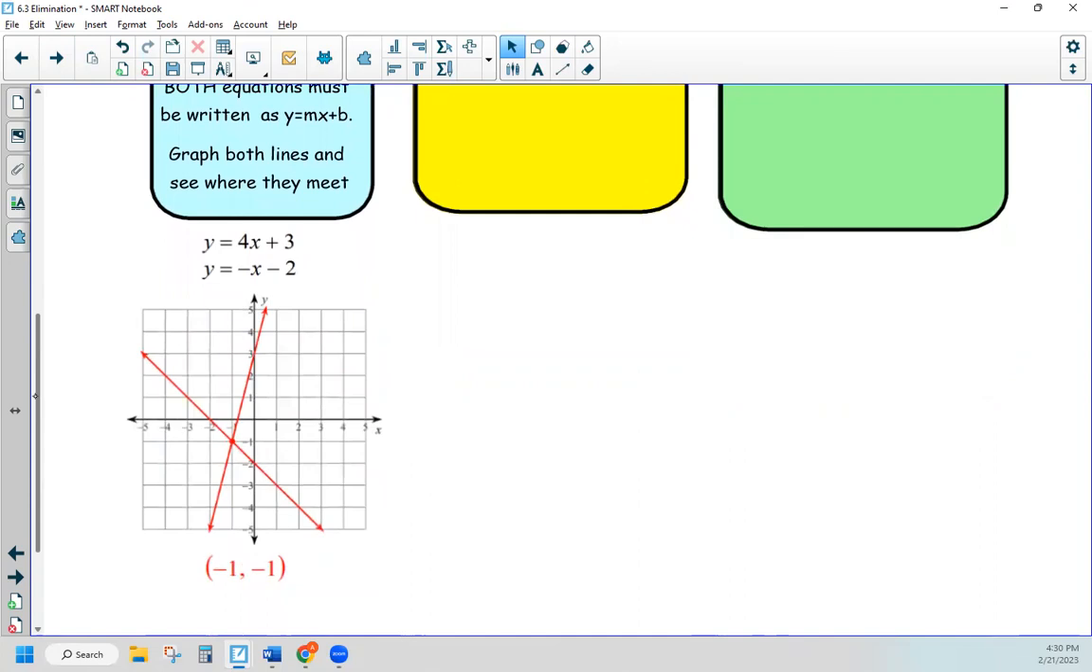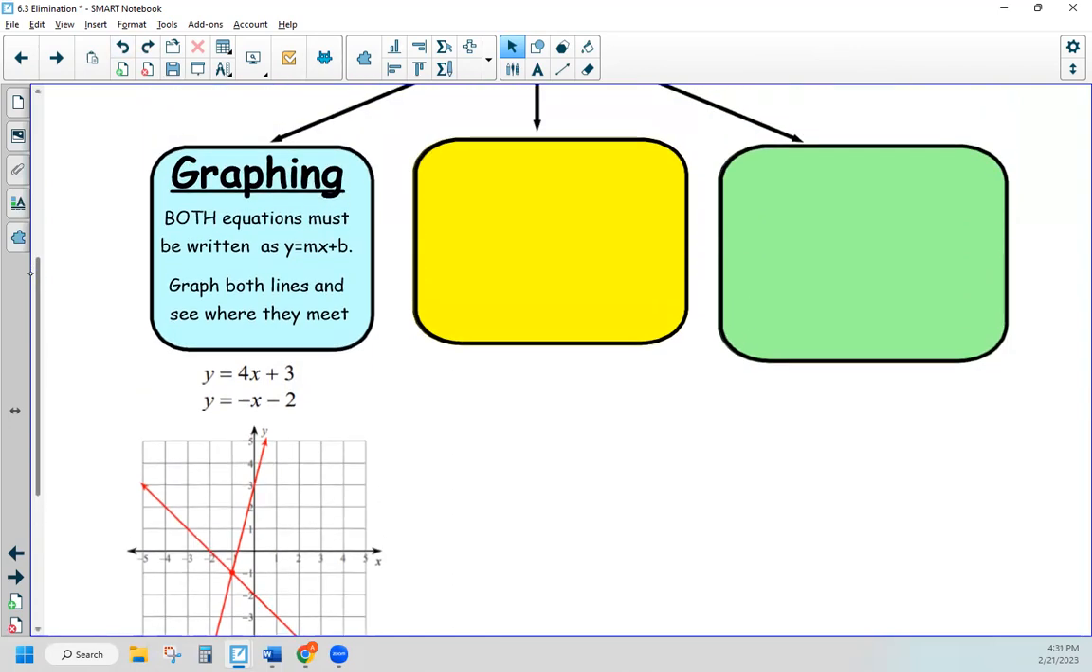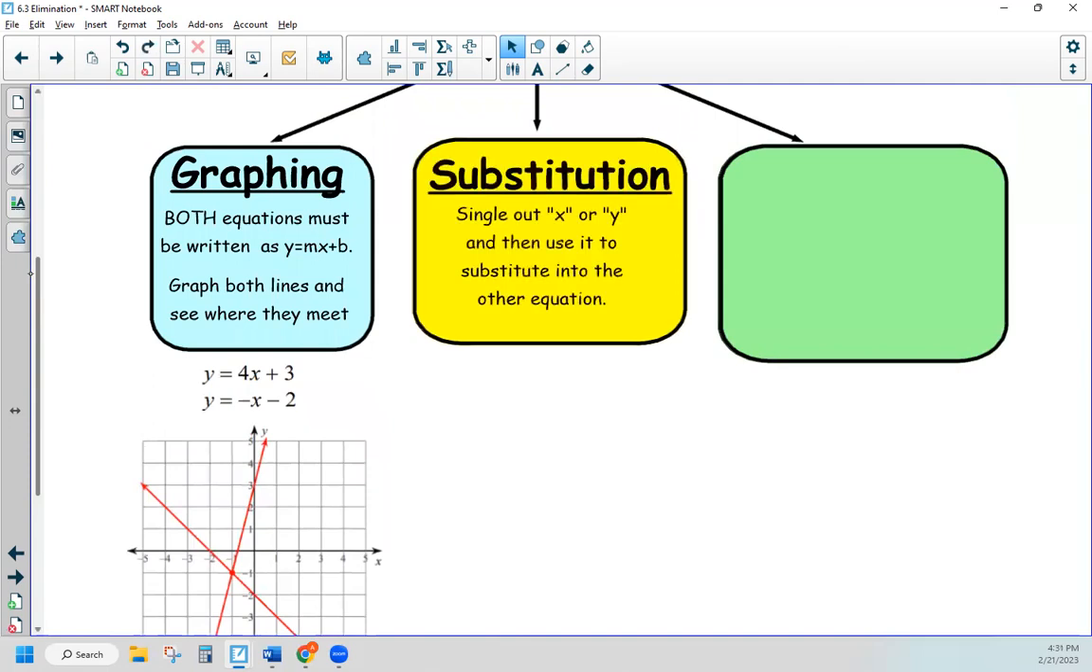The reason why we want to see them both in slope-intercept form, meaning solving for y, or y equals, or the y is by itself on one side, is so we can graph it easily. We could see where the y-intercept is, which is the number 3 in this case, and then we can see the other y-intercept here as -2, and then we can see the slope of this line, which is 4, and the slope of this line is -1. Okay, so it's in graphable format, if you want to call it that. All right, so we learn how to graph it and find the point that they have in common, and in this case it is (-1, -1). Next, the second method we talked about was substitution.